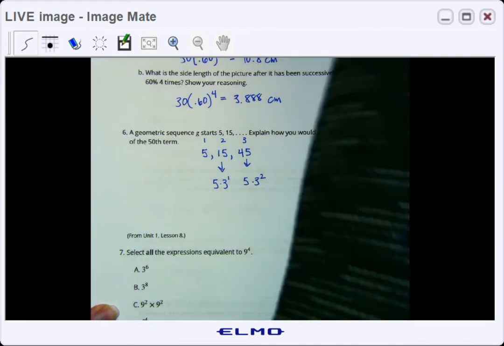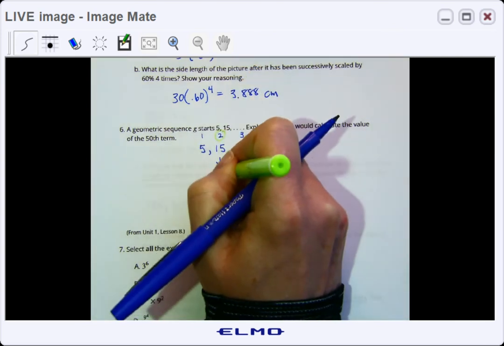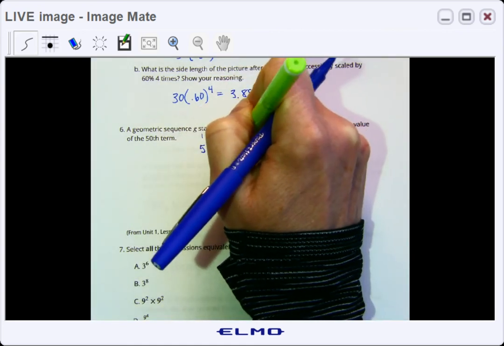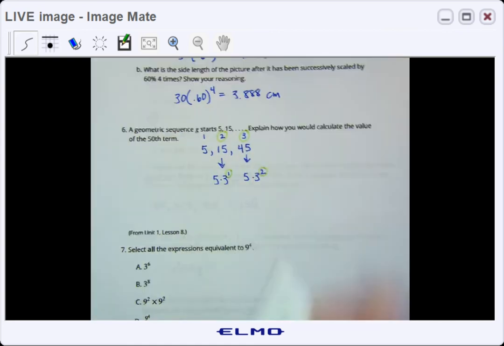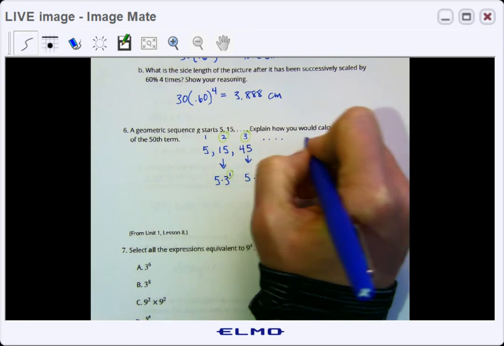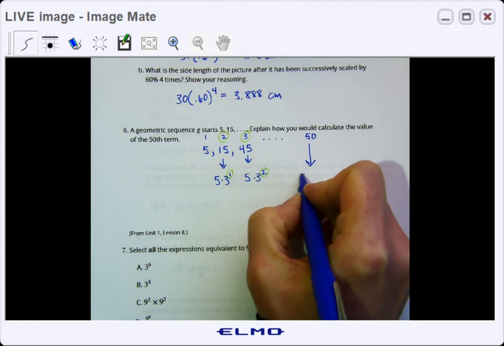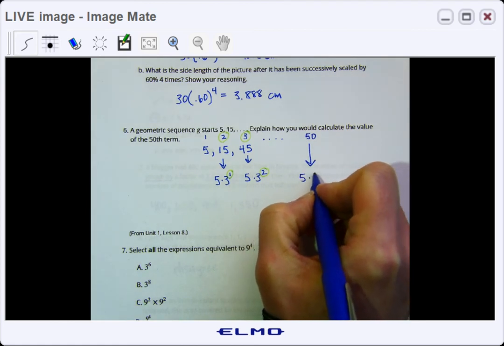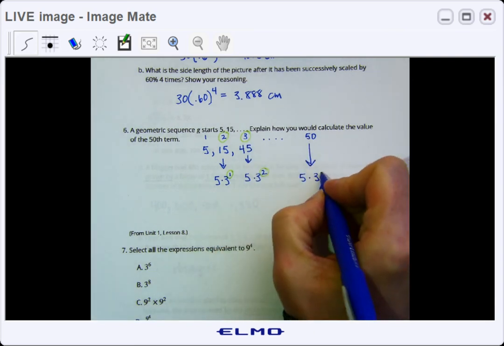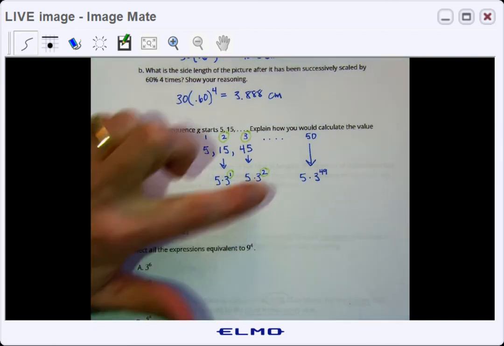And so I noticed that the term number is 1 more than the exponent that I have to use. And it happens here as well. The term number is 1 more than the exponent I have to use. So if I want to take this pattern out to the 50th term, then I'm going to need to do 5 times 3, and then my exponent will be 1 less than 50. So 5 times 3 to the 49th is how I would do that. That would give me the 50th term.